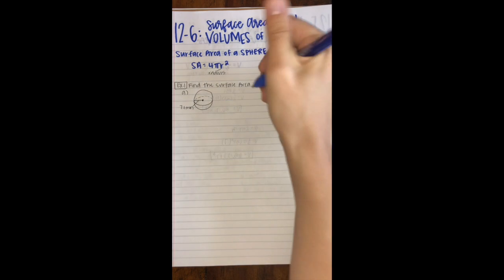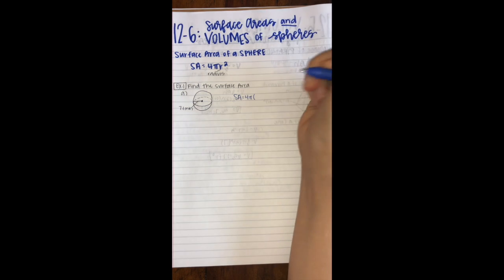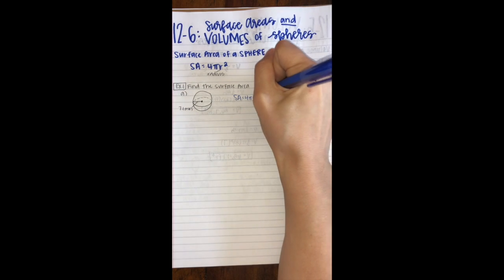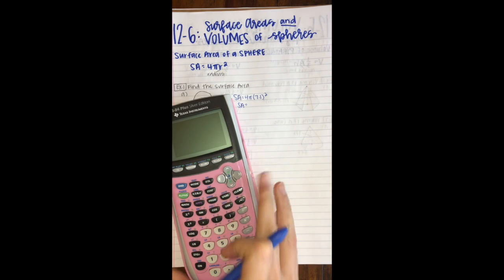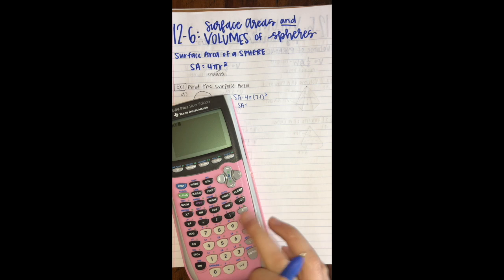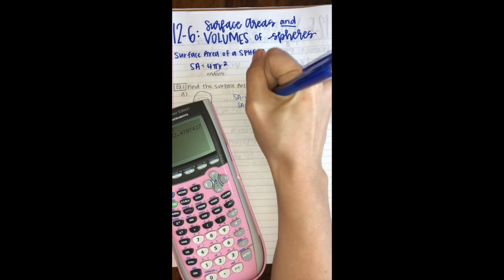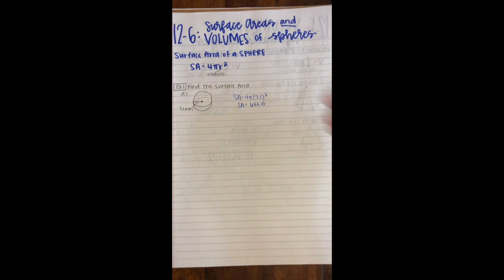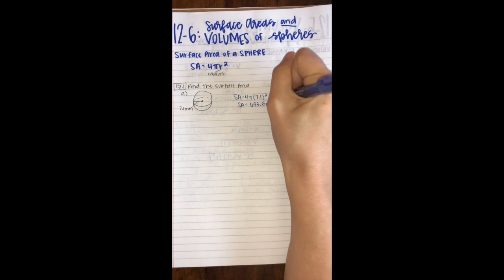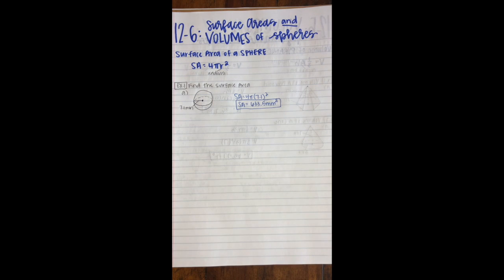So surface area equals 4 pi r squared. The radius is 7.1, and that's it. So now we're just going to plug that into our calculator. So 4 pi 7.1 squared, and we get 633.5. Our units are millimeters, and it's surface area. Area is squared, so the surface area of this sphere is 633.5 millimeters squared.